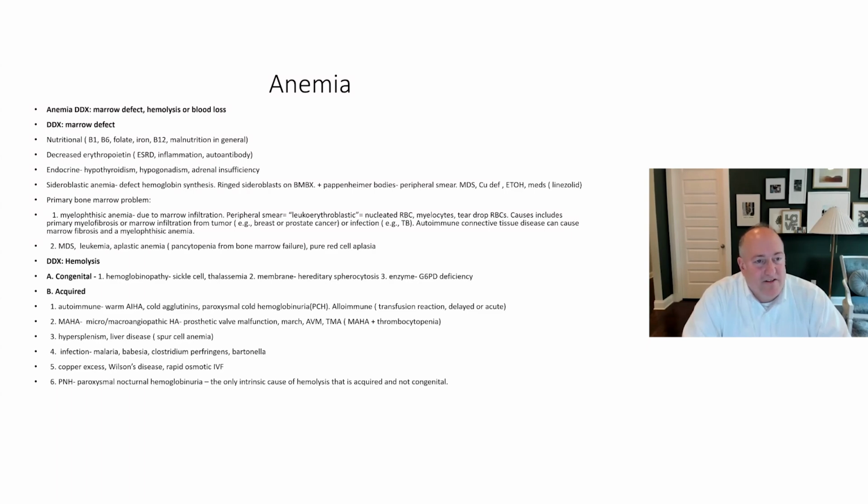Endocrine diseases can cause mild anemia, hypogonadism, hypothyroidism. Sideroblastic anemia is an interesting anemia. That's where there's a defect in hemoglobin synthesis. The way to diagnose that is to see ringed sideroblasts on the bone marrow, which are inclusion bodies. And the peripheral blood correlate of that is what's called Pappenheimer bodies, which you see on the peripheral smear. So what causes sideroblastic anemia? Things that interfere with heme production.